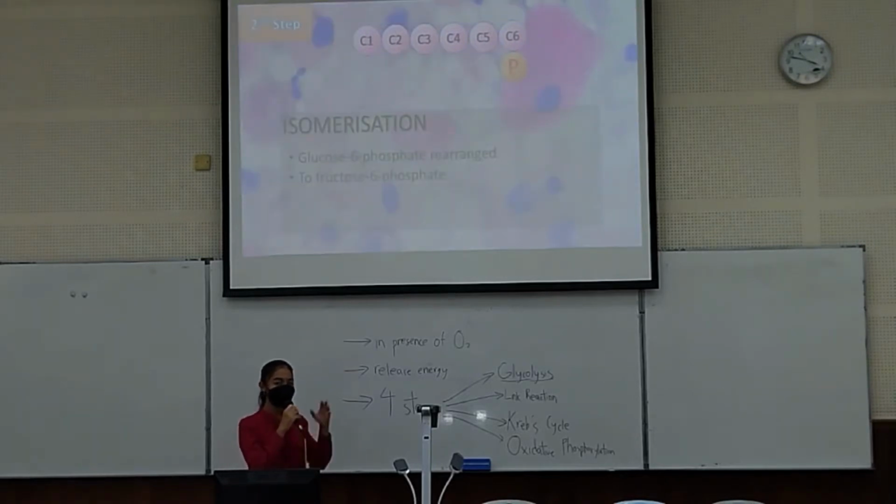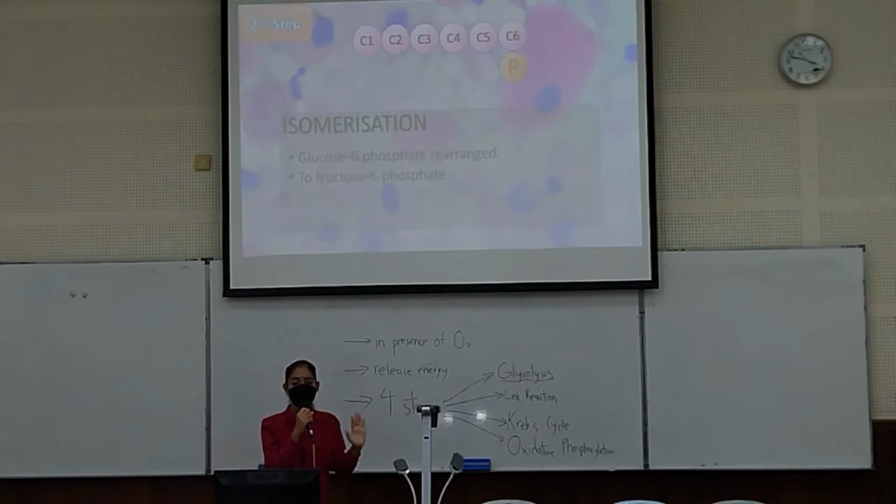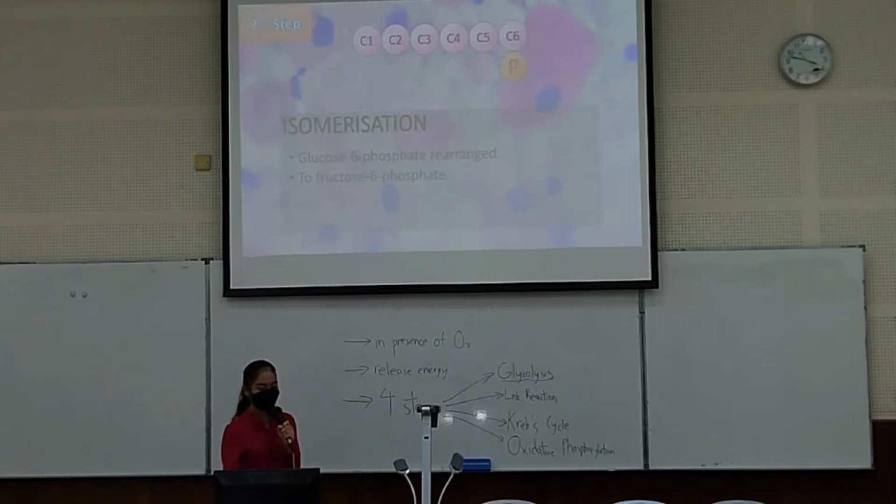As you can see, it's isomerization. What's isomerization? It's actually very simple. It's a very simple rearrangement. Do you remember the product from the first step? Glucose 6-phosphate. This glucose 6-phosphate is going to undergo a rearrangement. Let's see how it rearranges itself. Carefully look at the animation. We're going to show the rearrangement.